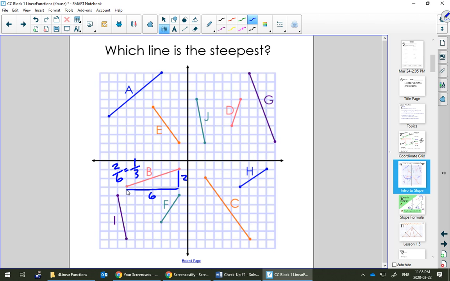I'm thinking others were probably looking at J. J has a rise, 1, 2, 3, 4, 5, over a run of 1. So 5 over 1 is 5. J is definitely steeper than B because 5 is a bigger number than 1/3. Now, if we look at I here, we also have a 1, and 1, 2, 3, 4, 5. So I also has a slope of 5 over 1, which is 5.